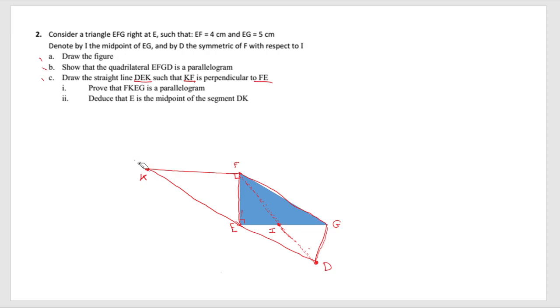اوكي هون بنمحي هاي وبنظبطها هيك so it's fine. اوكي فهلا صارت ال KF هي perpendicular. طيب شو قال بعدين؟ prove that انه ال FKEG is a parallelogram. So in part C I am required to prove انه ال FKEG is a parallelogram. FKEG خلينا نعلمه بالأسود. FKEG.